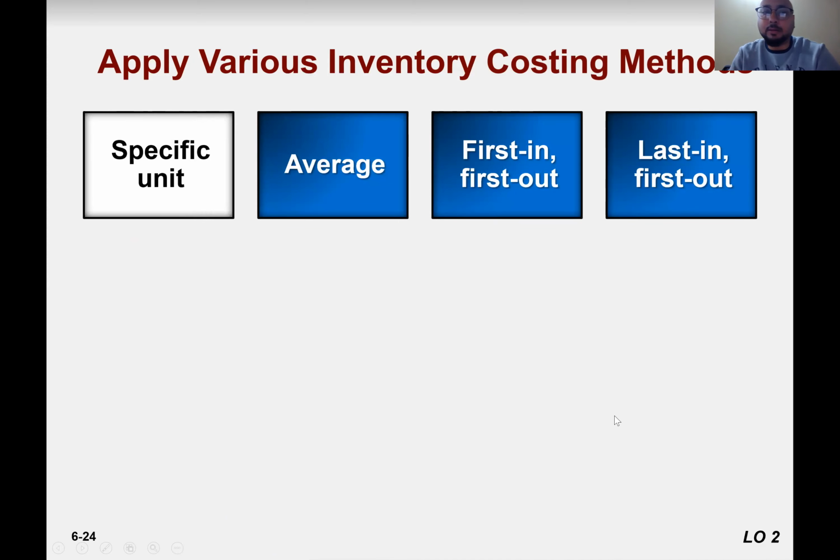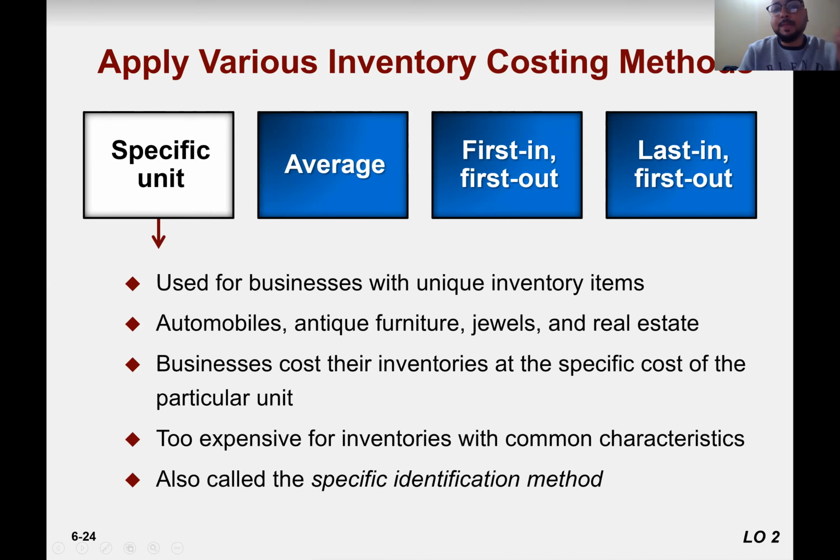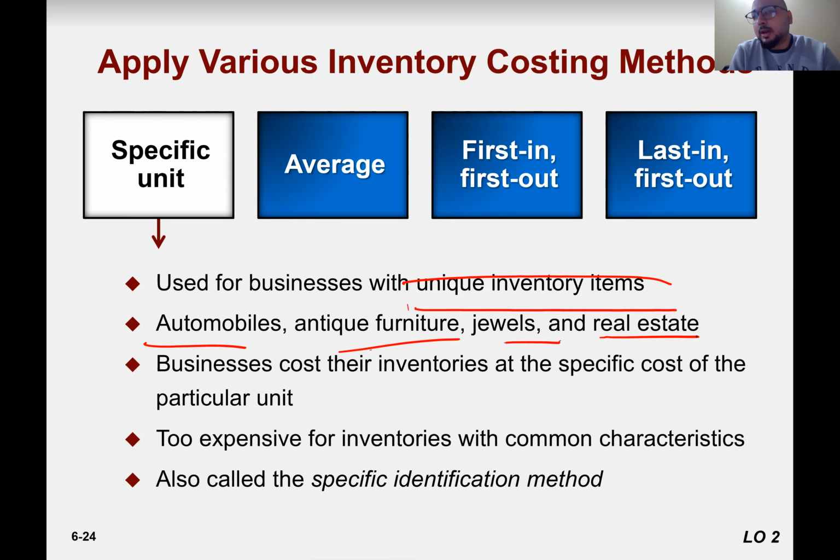What is the specific unit method? This method is used for businesses with unique inventory items. You are making jewelry, customized jewelry for Rihanna, for Jennifer Lopez or whatsoever, or you are making a specialized BMW, gold-plated or gold color, this kind of stuff. So your unique items are normally antiques, automobiles, real estate, right? So you know that, okay, this cost me like this. So it is easy. So there is no chance of judgment here.